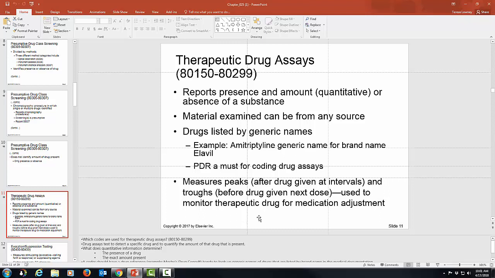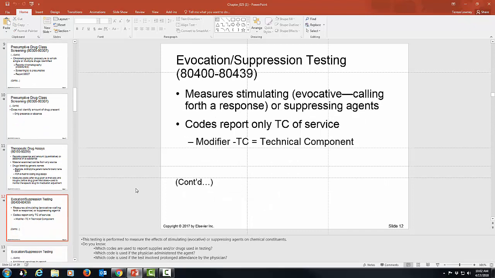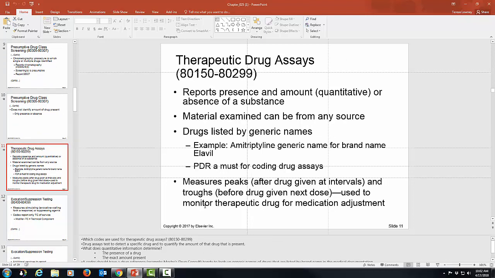It measures the peaks after a drug is given at intervals, and then troughs before the next dose is given, to monitor the therapeutic drug for medication adjustment. With all the opiate issues going on, this is one way that we're testing to see, A, is the patient taking it, and is he taking it correctly, and is his body just metabolizing it too soon, before he has a chance for the next dose? He's using his medication because he's still in pain. So we need to make sure that we're very accurate with all of these codes, okay?